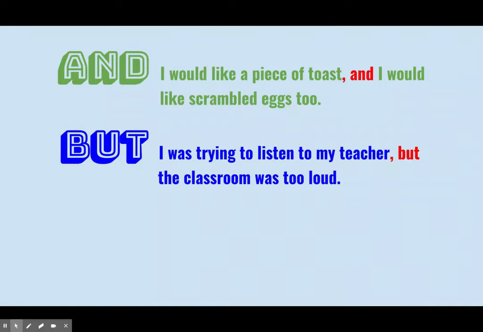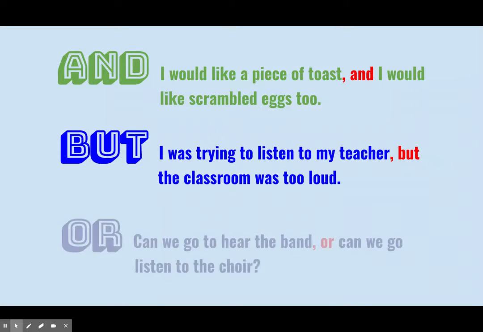But is when you're contrasting two things, two things very different from each other. I was trying to listen to my teacher, but the classroom was too loud. I was trying to listen to my teacher. Complete thought. The classroom was too loud. Complete thought. Put them together. Use the comma and the conjunction but, and there you go. You've got a great compound sentence.